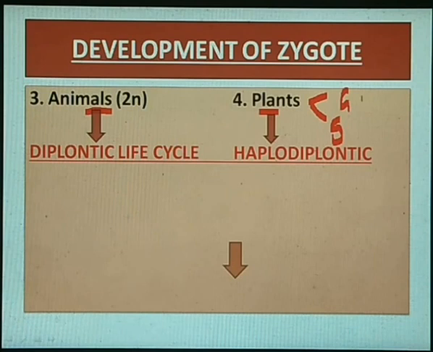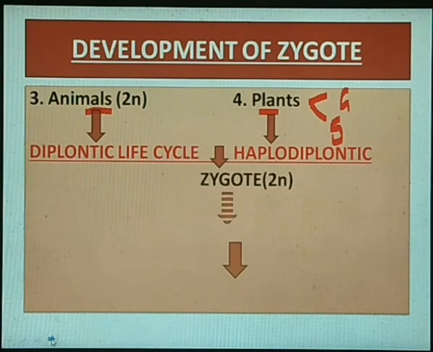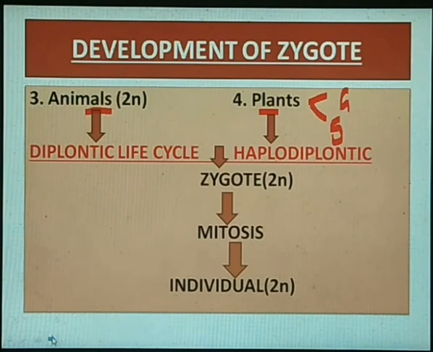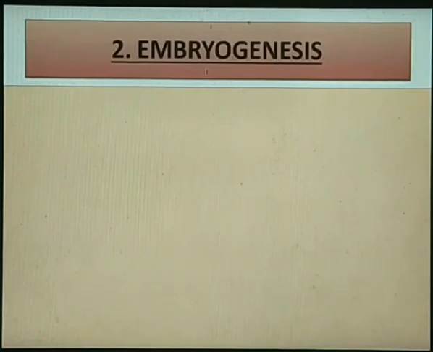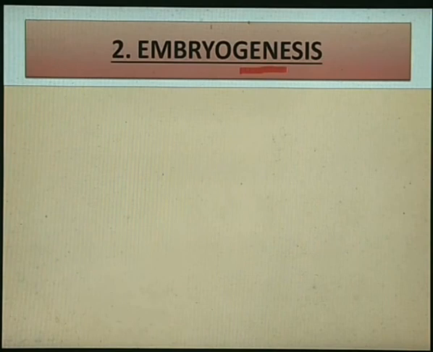Okay, so both these phases are multicellular, but the development of zygote here will be similar in both animals as well as plants, wherein the diploid zygote will undergo mitotic division and that will develop into an individual. Next part of post-fertilization event is embryogenesis, that is the development of embryo from the diploid zygote.